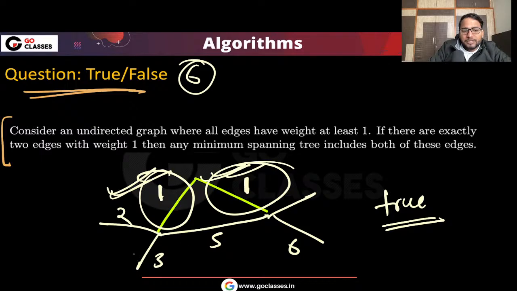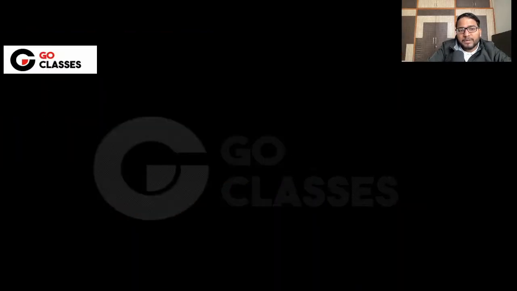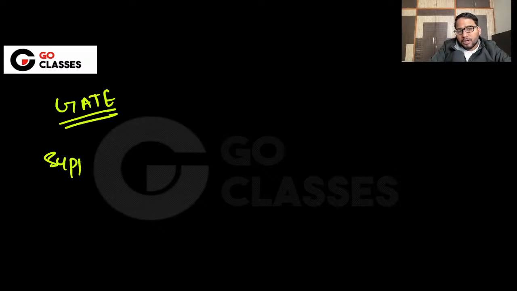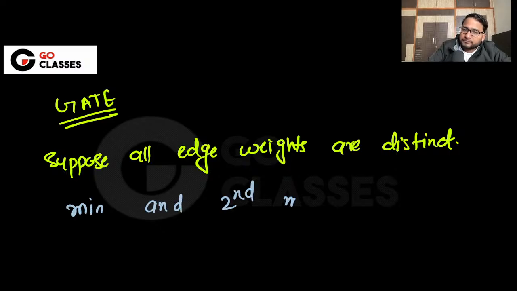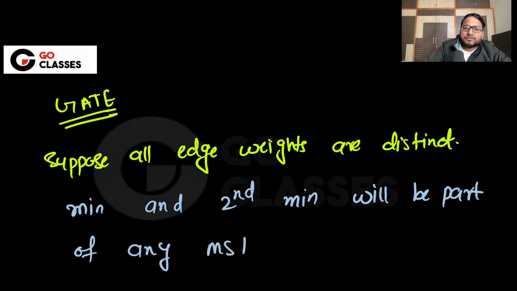Isn't it? And let me ask you one question which has been asked in GATE also. Suppose all edge weights are distinct. Then can we claim that minimum and second minimum will be part of every MST? Is this true or false? This has been asked in GATE also. Tell me, true or false.